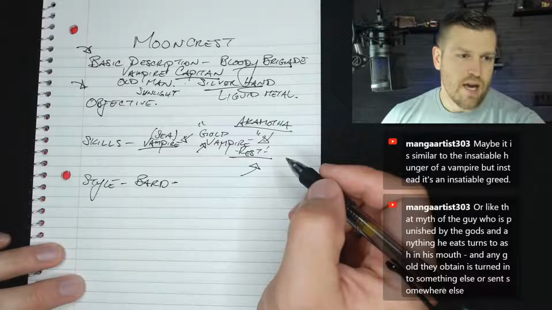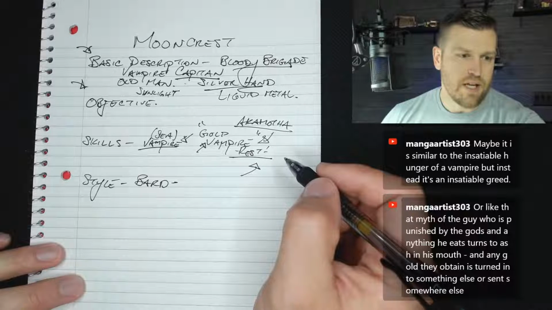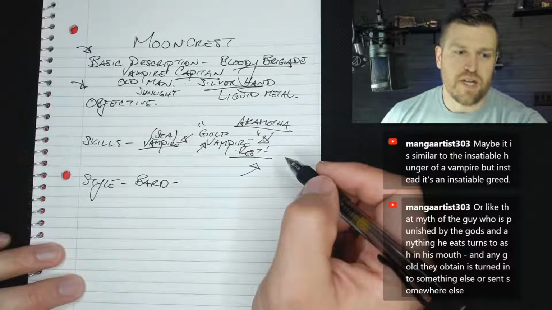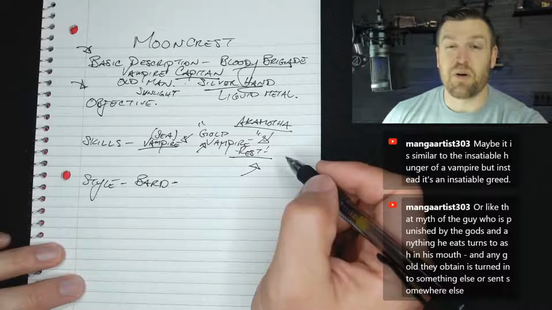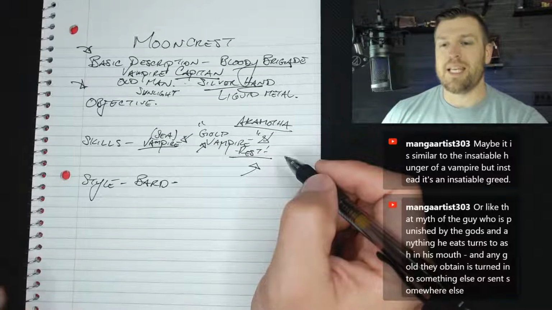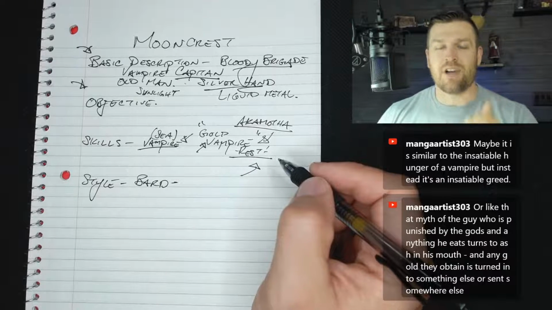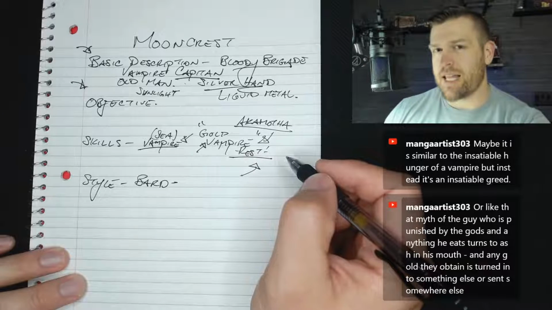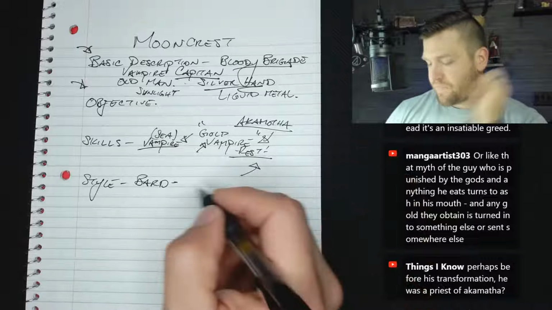Manga says, like that myth of the guy who was punished by the gods for anything he eats turns to ash in his mouth. Yeah. Any gold they obtain turned to something else and sent somewhere else. That could be perfect. So there's a constant hunger for this gold, but anytime he actually acquires it, we might be able to toy with that. I kind of like the idea of that curse though.